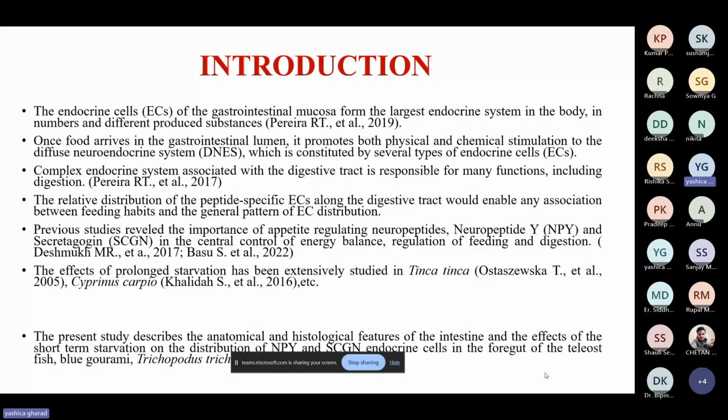Recently, the effects of prolonged starvation are being extensively studied in various other teleosts like Tinca tinca, Cyprinus carpio, zebrafish, etc. The present study describes the anatomical and histological features of the intestine and the effects of short-term starvation on the distribution of NPY and SCGN endocrine cells in the foregut of the teleost fish, Blue Gourami, Trichopodus trichopterus.